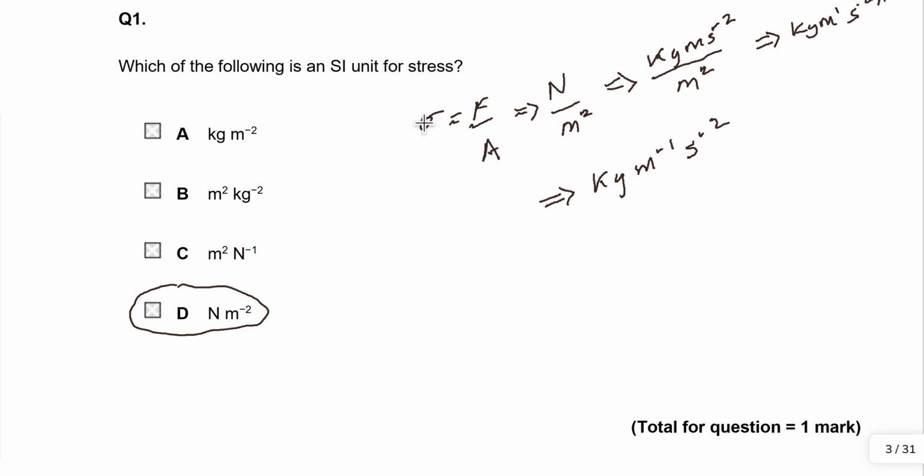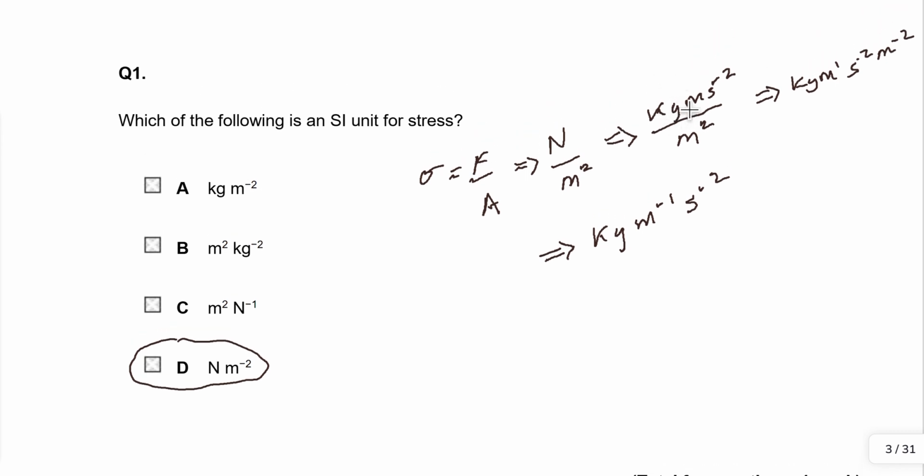So stress has a formula, force over area, force unit newton, area unit meter squared. I didn't glance left at the answers, so I was expecting all of the answers to be in base units. I carried on and expanded out: kilograms meters per second squared. That's the expansion of newtons as mass times acceleration, where meters per second squared is acceleration. Meters squared at the bottom, tidy that up to give kilograms meters to the -1, seconds to the -2.